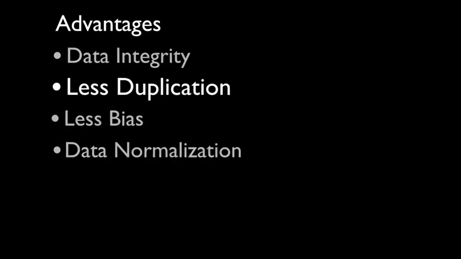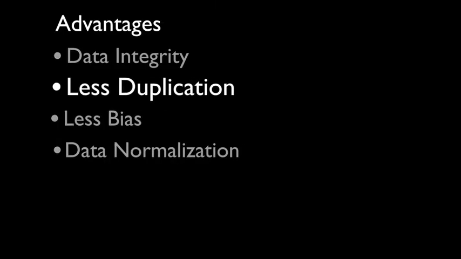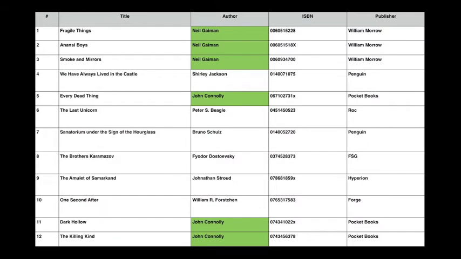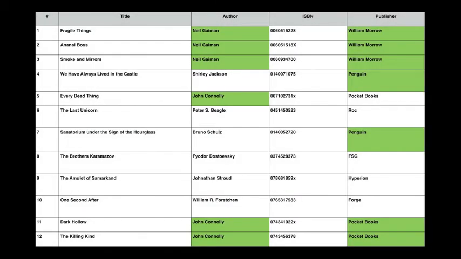This also means that the database has less duplicate data. In a flat file, even one that's been properly made, you can end up entering the same data again and again and again. If it needs to be changed, then it needs to be changed in multiple places. In a relational database, you enter something once, and if you need that data elsewhere, you reference it.